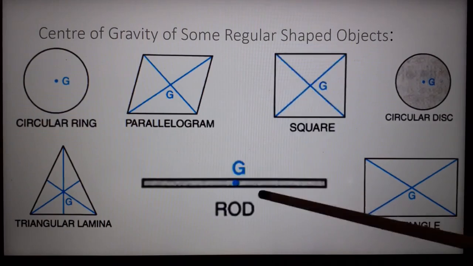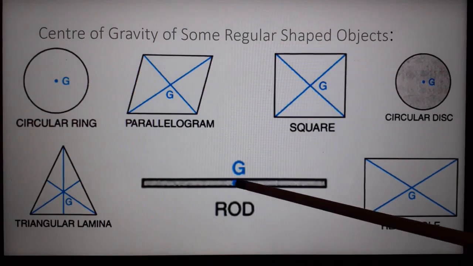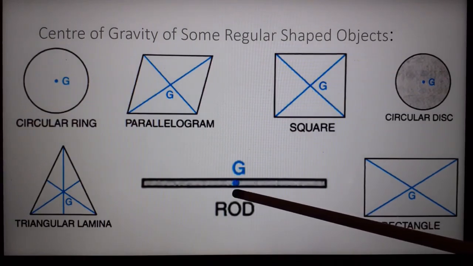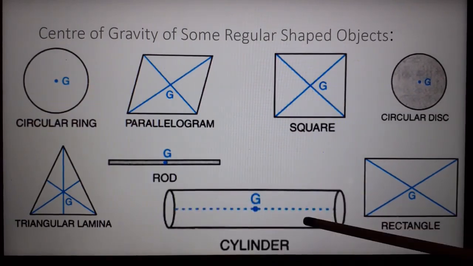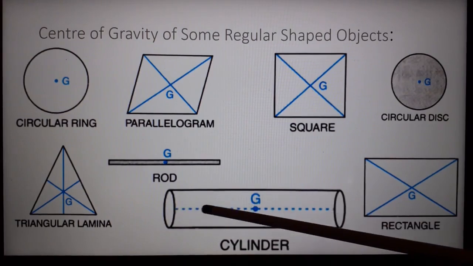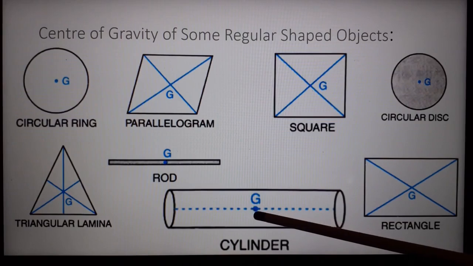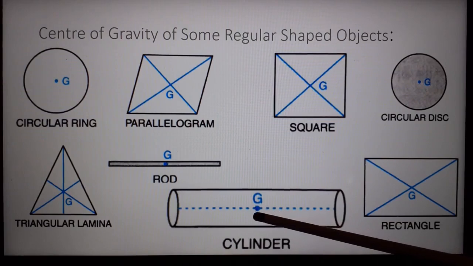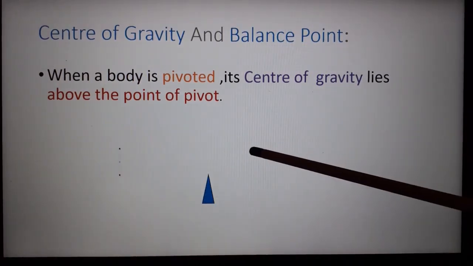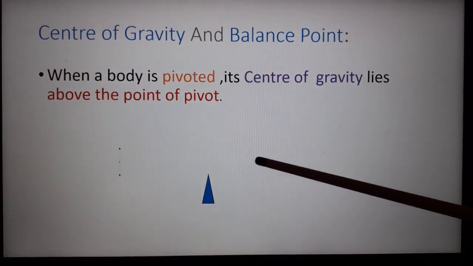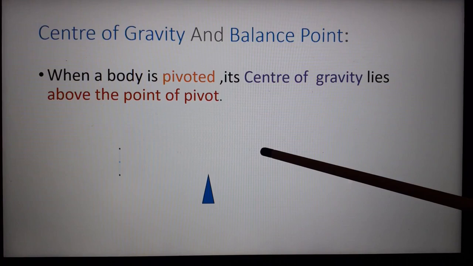Then for a rod or a wire, meaning cylindrical shaped objects, we have it as the midpoint of the axis. Then next is a cylinder. So see, clearly we have drawn the axis here. The midpoint of the axis of the cylinder gives you the center of gravity. Now, center of gravity and the balance point. This is a very important topic.